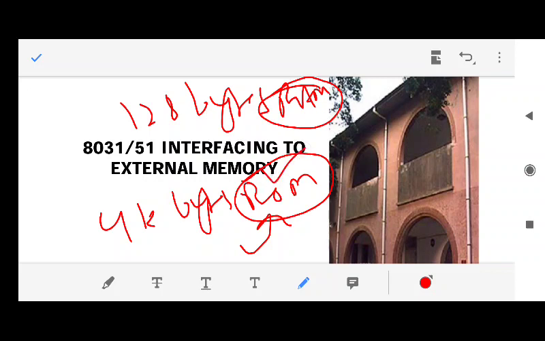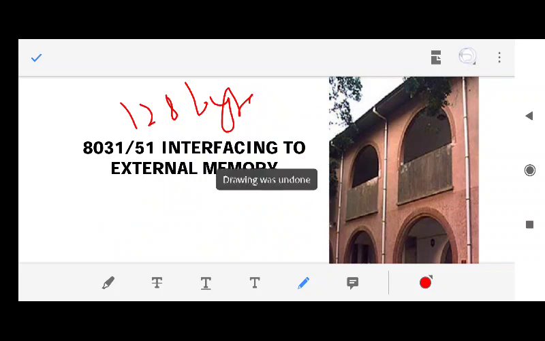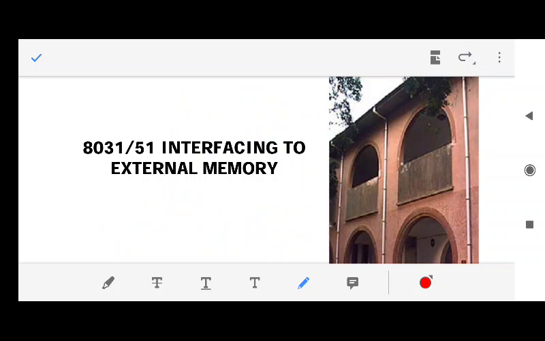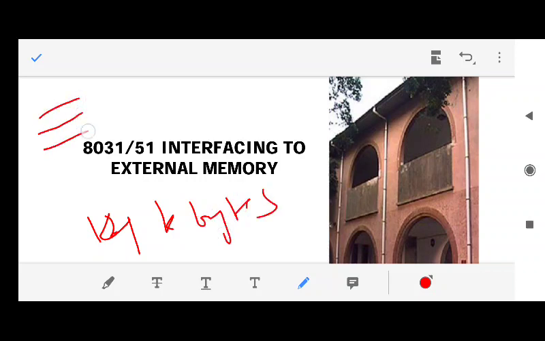So in short, the RAM will be used to store the data, and the ROM will be used to store the program, or we also call it code. But what happens if your code is greater than 4 kilobytes? If your lines of code are very large, greater than 4 kilobytes, then it won't accommodate inside the ROM of 8051. In that case, you need an external memory which would be connected to 8051.